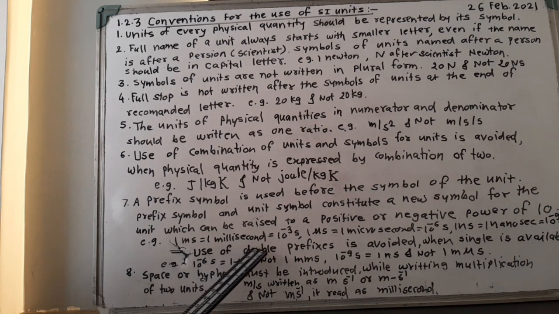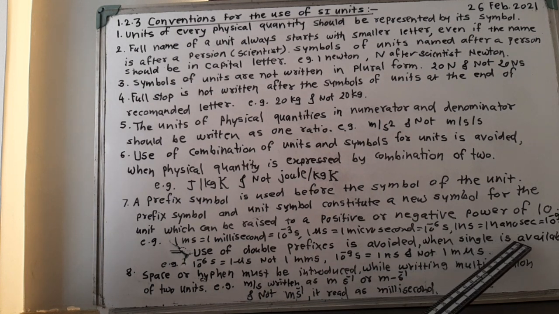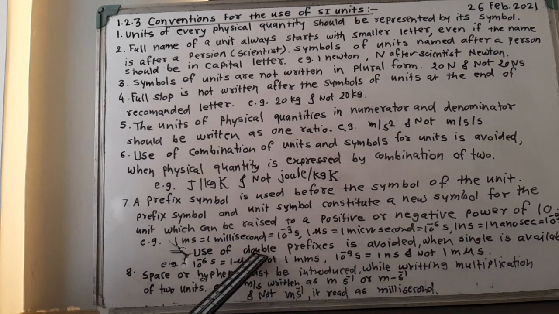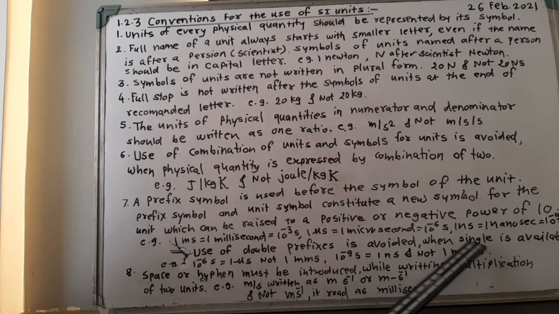Then use of double prefixes is avoided when a single prefix is available. Double prefix we are not using. For example, 10 raised to minus 6 second can be written as 1 microsecond, and we should not write it like this, 1 milli millisecond. Or 10 raised to minus 9 second can be written as 1 nanosecond, and it should not be written as 1 milli microsecond. That is avoided.